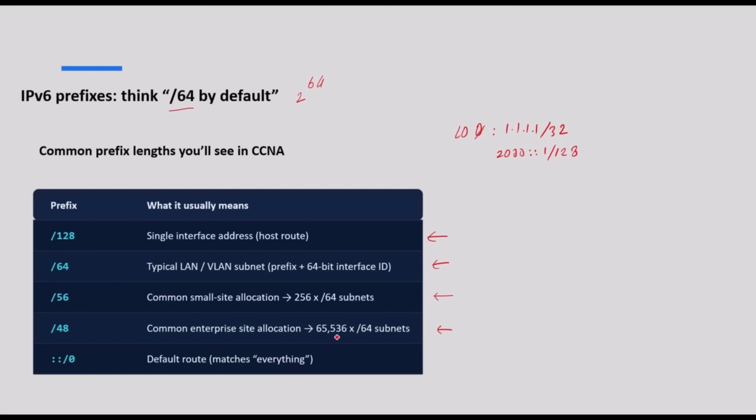You can go with 65,000 different devices inside 64 different subnets. So that's going to be something like, I don't know, 64 times 65,000. I don't know what the number is going to be. You can just multiply and see how many devices you can have in your network. That's a huge amount of addresses. And finally, something like 0.0.0.0/0 in IPv4 is /0 in here, which means that it matches everything that you have in here.